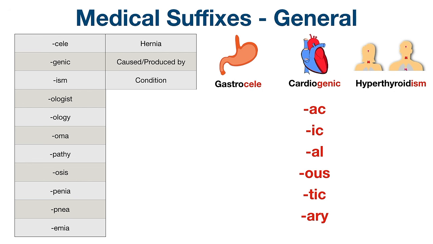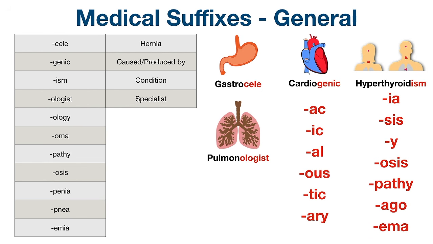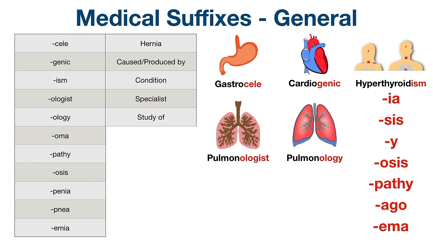For example, hyperthyroidism is the condition in which the thyroid gland is overactive. There are also a group of other suffixes that mean condition, disease, or process, and they're shown on the screen as well. Next, we have ologist, which refers to a specialist or a person who studies or has knowledge of a particular area of study. You can think of a pulmonologist, who is a specialist in the anatomy and pathophysiology of the lungs. Next is ology, which is the study of. In the last example, the pulmonologist was the actual person, whereas pulmonology is the study of the lungs.